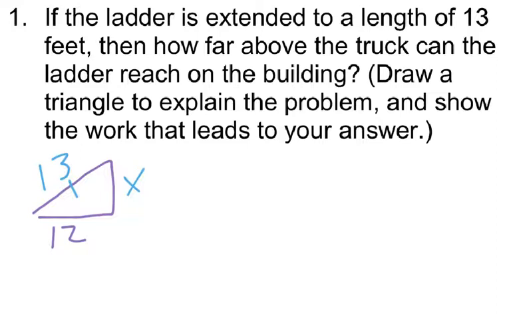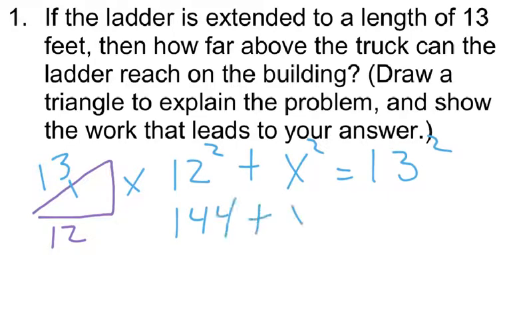So we've drawn the triangle, we've explained the problem, and now we're going to figure out how high it can get. Okay? So if you think about this, you should think back to geometry, maybe junior high. We had something called the Pythagorean theorem, which was a squared plus b squared equals c squared. And your c is your hypotenuse, and that's why it goes by itself. So we're going to have 12 squared plus x squared is equal to 13 squared, which would be 144 plus x squared is equal to 169.